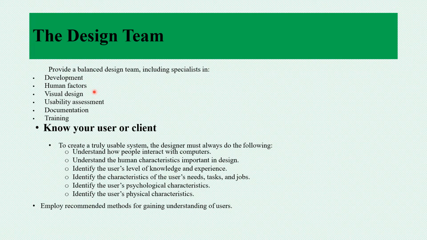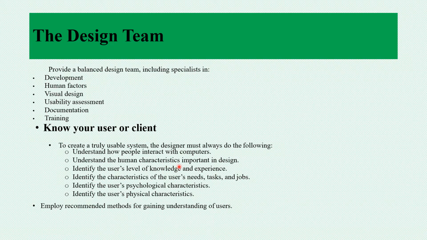Next, the design team. Here they provide a balanced development design team, and it includes development, human factors, visual design, usability design, documentation, and training. So different kinds of teams and different kinds of people are involved in performing different roles in designing any interface or a product or an application. To design, the design team should know the user or the client. They should understand how people interact with computers, that is their users. Clients are nothing but their users.